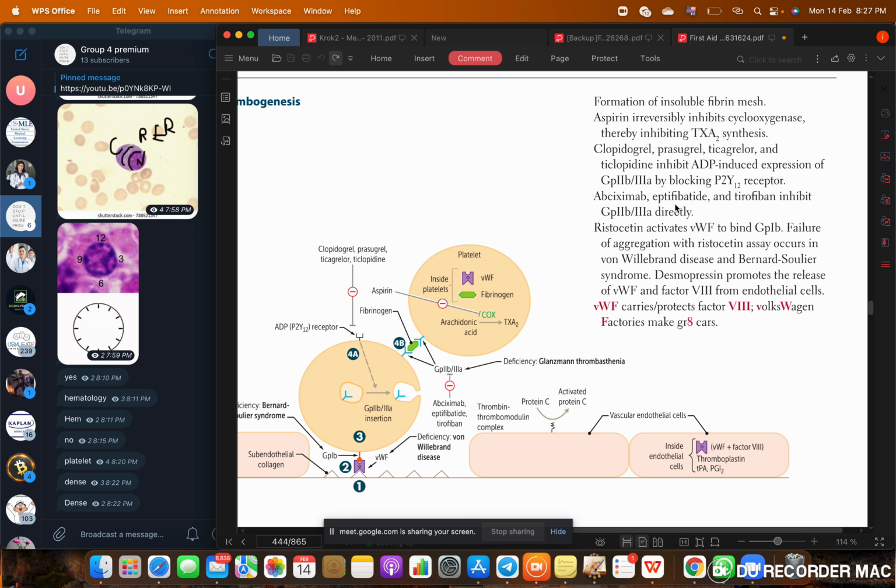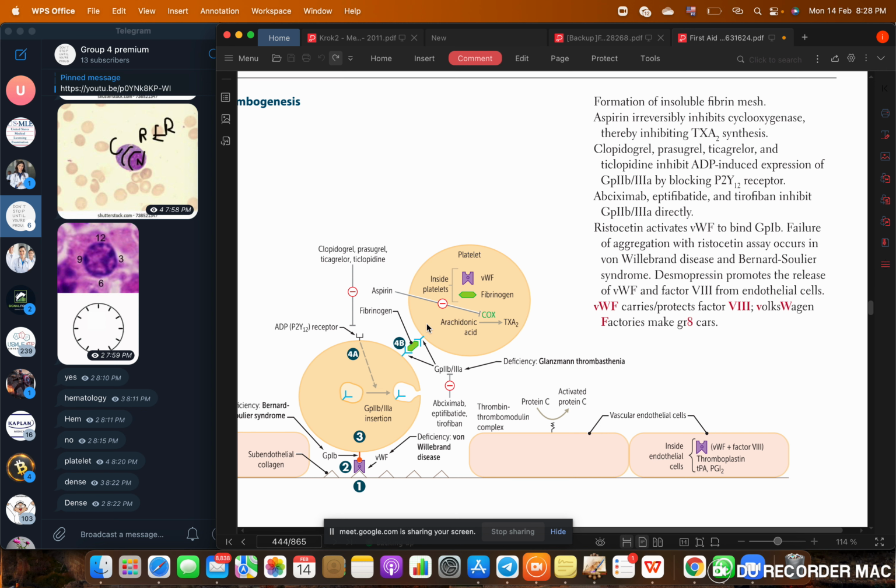Abciximab, eptifibatide and tirofiban. Somebody told me these are the Fibians, because they have fib. Remember, the frog is an amphibian, okay? So somebody used to draw a Fibian here, like a frog, and say these are the Fibians that are sitting on the GP2B3A. Okay, so they bind to it directly, inhibit it directly, preventing the cross-linking.